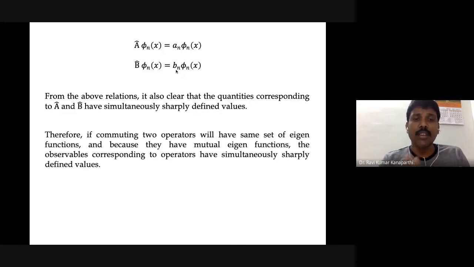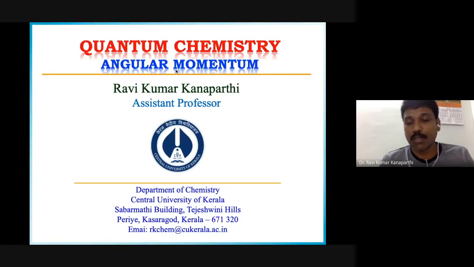So let me conclude that if you have two operators which are commuting, they will have the same set of eigenfunctions, and because they have mutual eigenfunctions, the observables corresponding to the operators have simultaneously and sharply defined values. In other words, they will have distinct eigenstates. This is something that we will be using in the next discussion, that is the angular momentum.